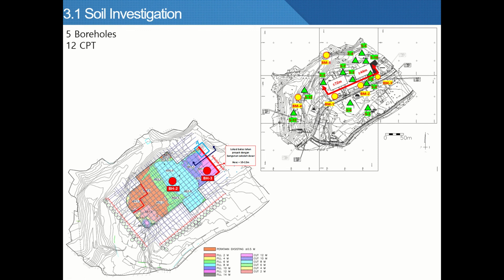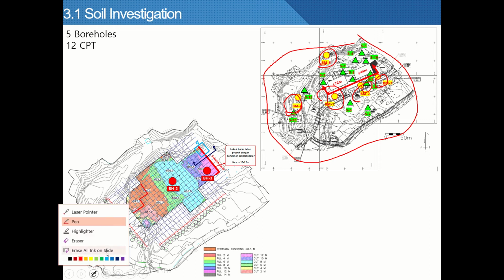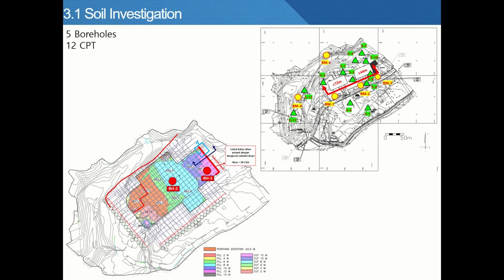Luckily, we have 5 boreholes in this project, and then 12 CPT. This is the location of the boreholes: we have 1, 2, 3, 4, 5, and the rest are CPT. From there we are going to construct our parking lot buildings, which look like this.